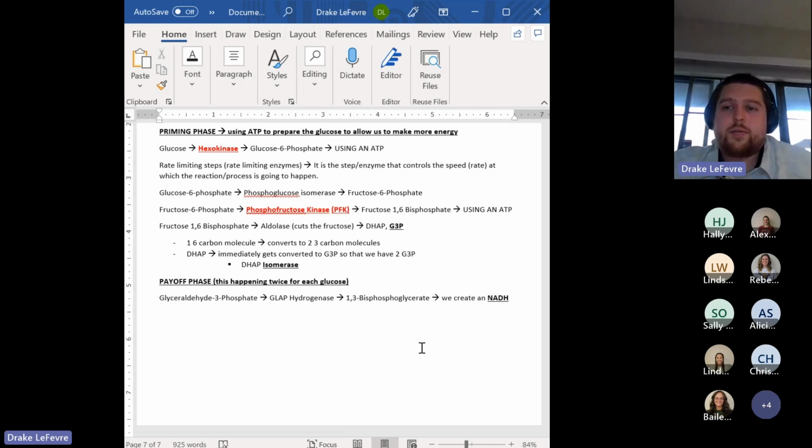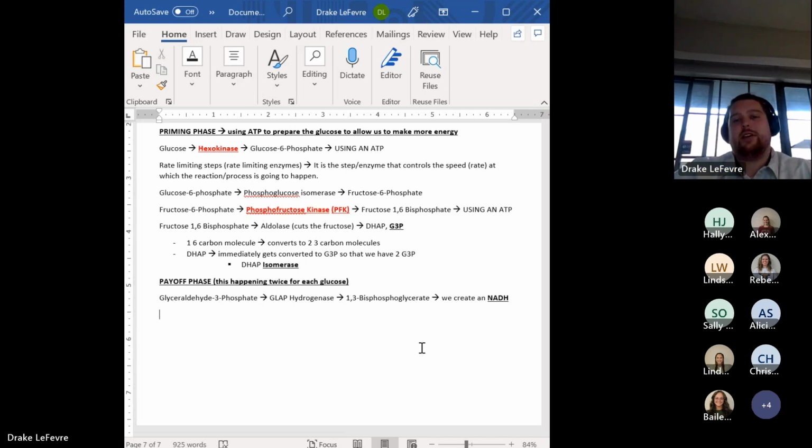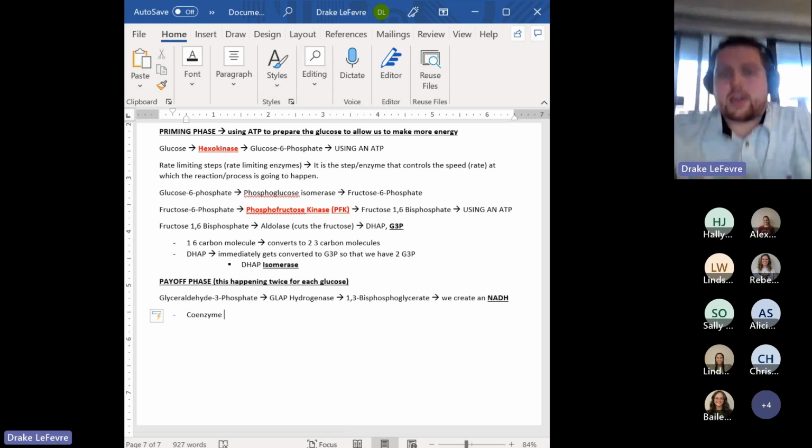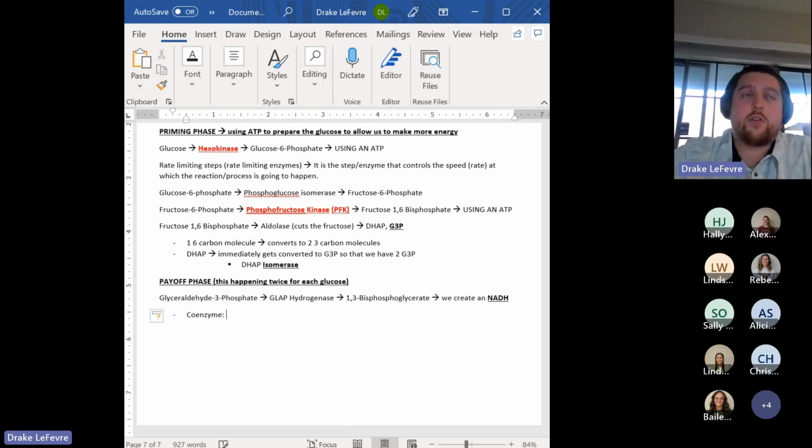Does anybody recall what the coenzyme is that makes NADH? This is really pulling back some knowledge from way back when. Isn't it like magnesium? Is it magnesium? So if you remember coenzymes and cofactors, right? NADH is a coenzyme. Cofactors are our metals, that sort of stuff, which all of our metals are cofactors, but our coenzymes are our vitamins.